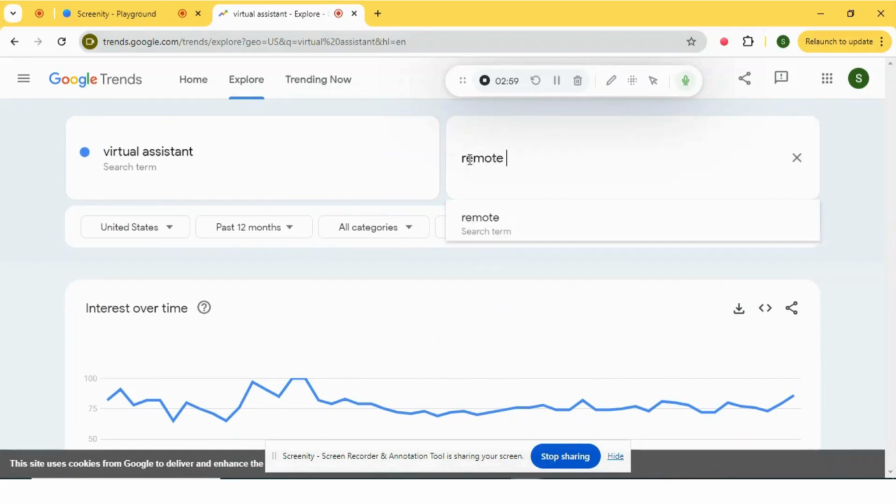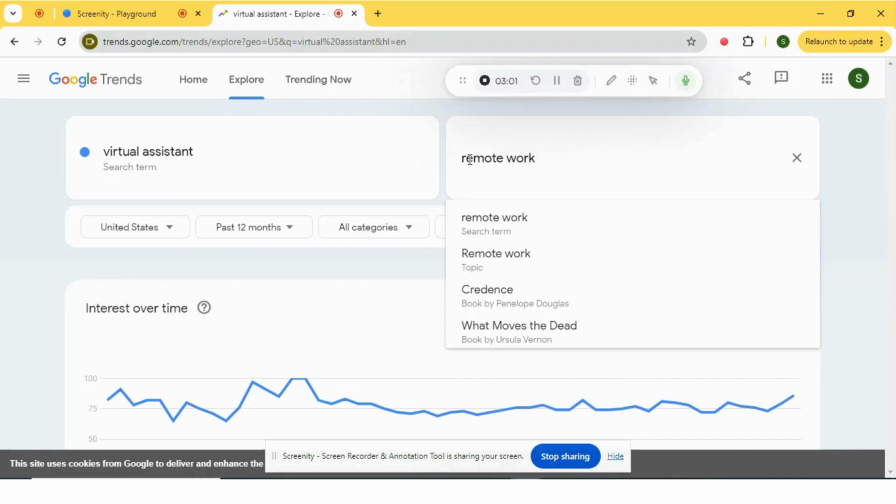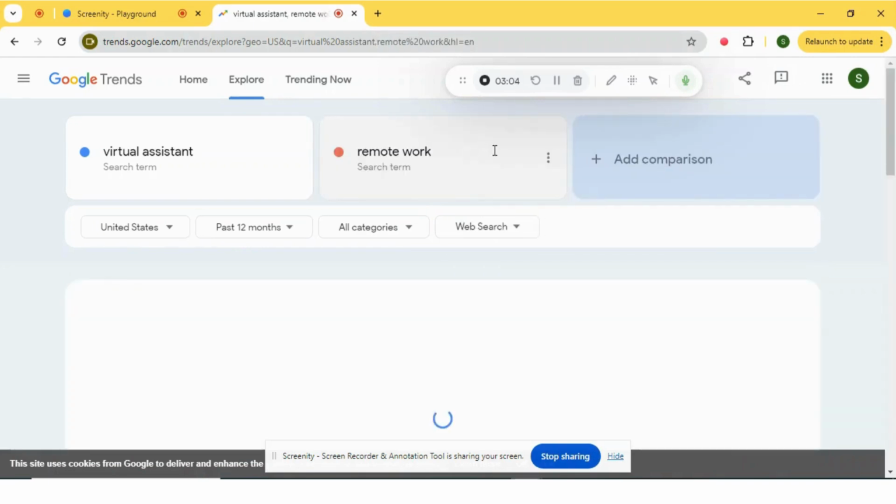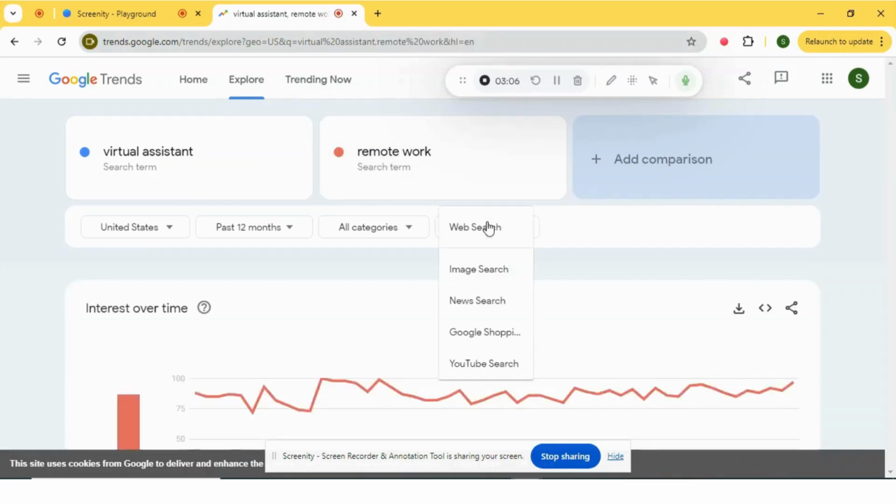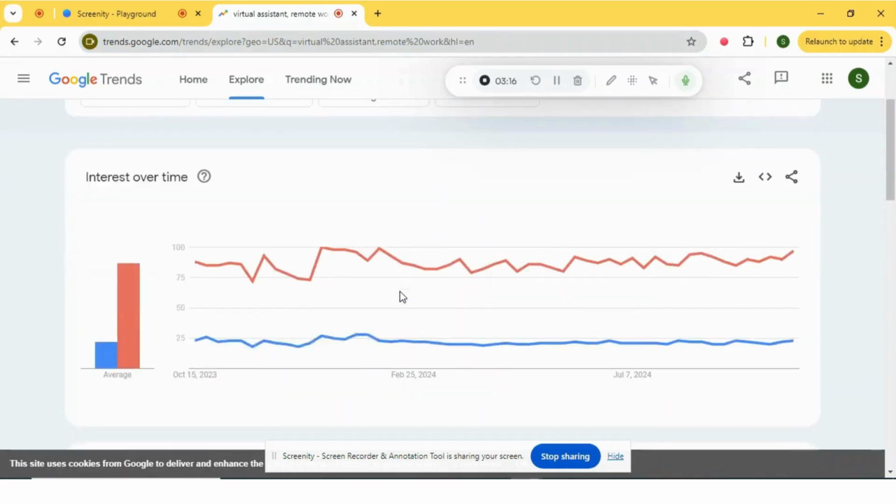The second most used keyword is remote work. So I can change it onto YouTube search, Google Shopping, news search, but the web search is the best. So this would give me the pattern of which keyword is being used. This graph shows that on average, people are searching remote work at a higher rate.